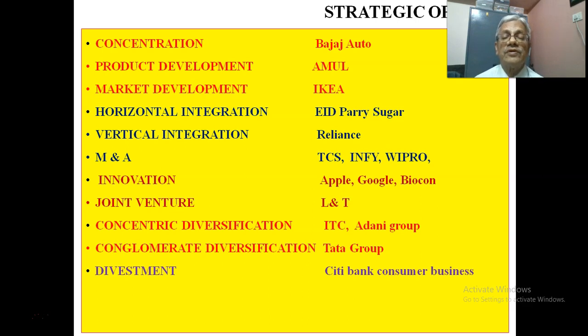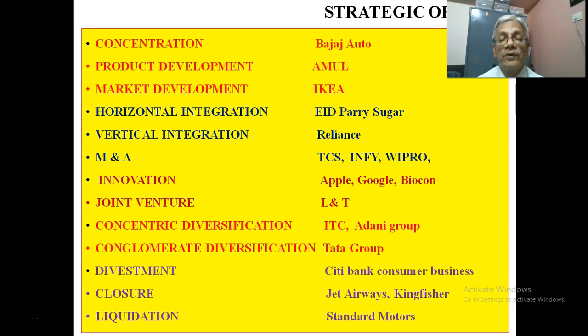Even Citibank is very seriously thinking about divesting their consumer business in India and a few other geographies in the world, basically to handle the cost. It can also be a closure. Now you're seeing Jet Airways and Kingfisher are closed and they're trying to revive them. And in case the revival is not possible, then finally they may have to go for liquidation, what Standard Motors faced some time back. In fact, liquidation was a very difficult process earlier, but the Government of India did a lot of things as part of ease of doing business and made the liquidation process much faster, because a lot of legal hurdles were there, and today things are reasonably better.